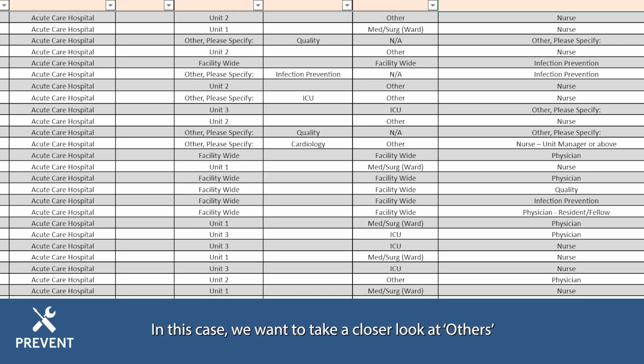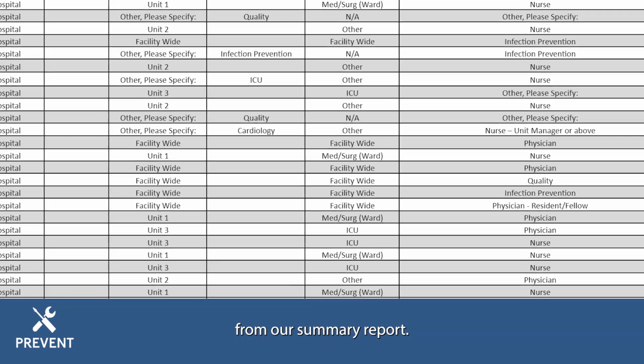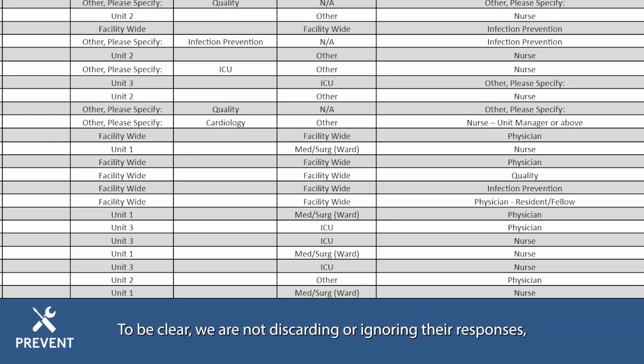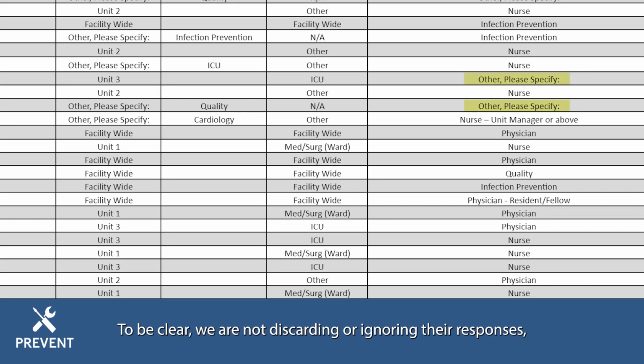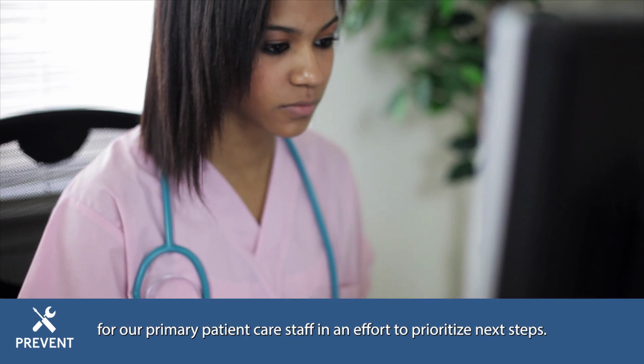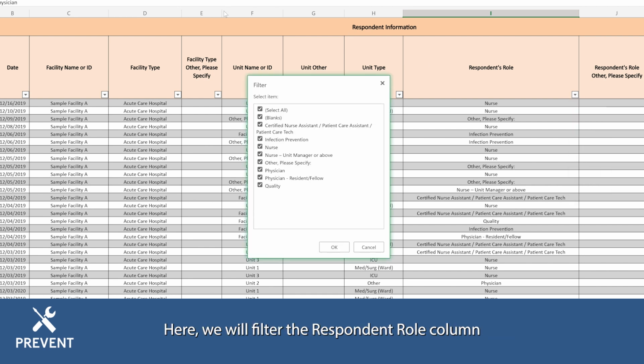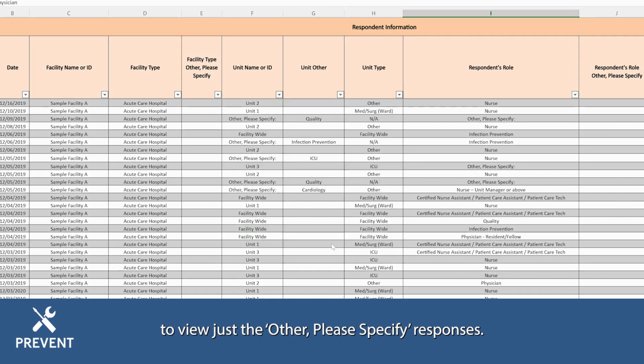In this case, we want to take a closer look at others to determine if we should temporarily remove them from our summary report. To be clear, we are not discarding or ignoring their responses, but we may want to temporarily remove them to review the results for our primary patient care staff in an effort to prioritize next steps. We can view information for these other respondents using the input datasheet of our TAP Excel spreadsheet. Here, we will filter the respondent role column to view just the other, please specify responses.